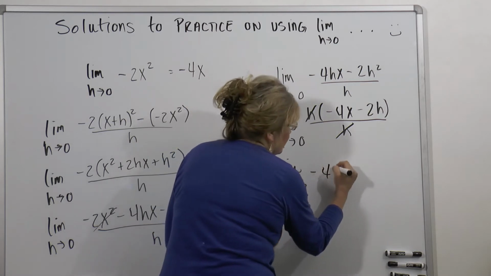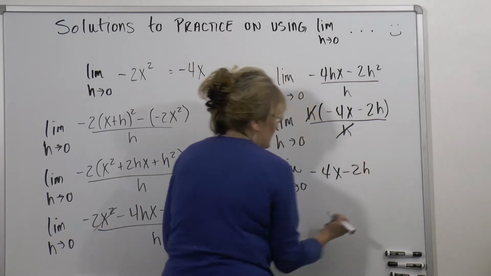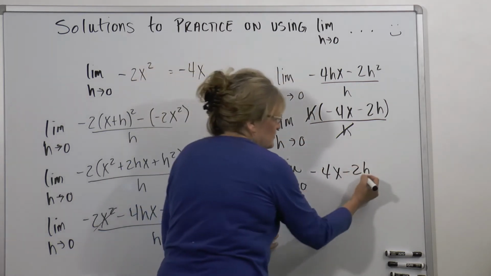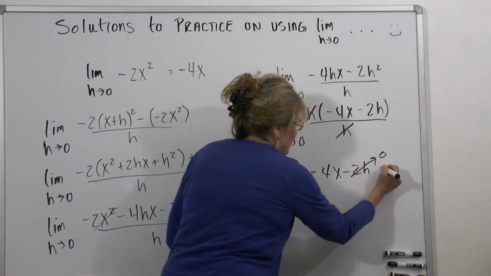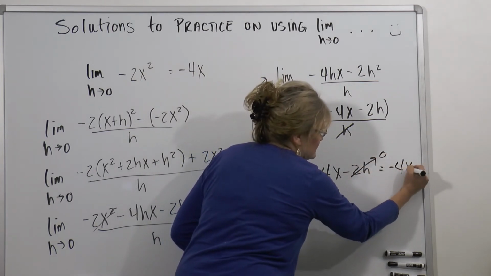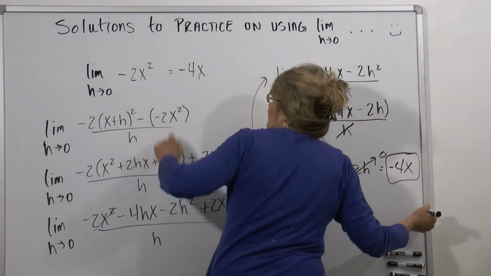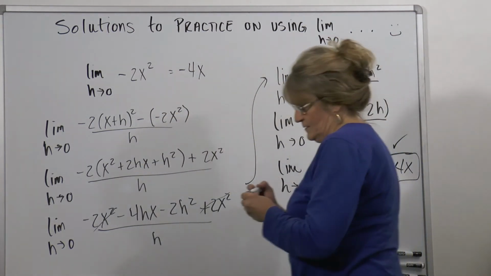So negative 4x minus 2h. Don't have to worry about division by 0, so I can let this go to 0. So the whole thing is just negative 4x, which is what we got up here. So check.